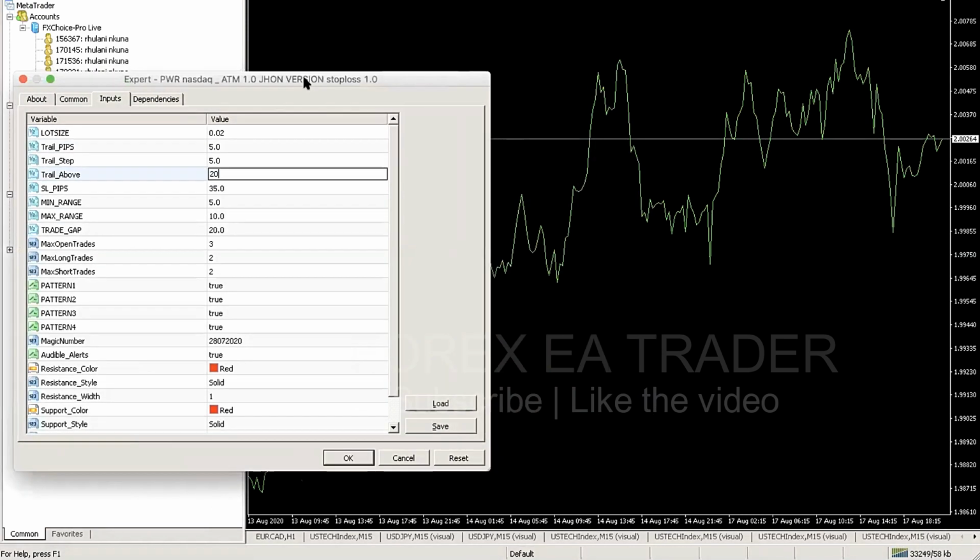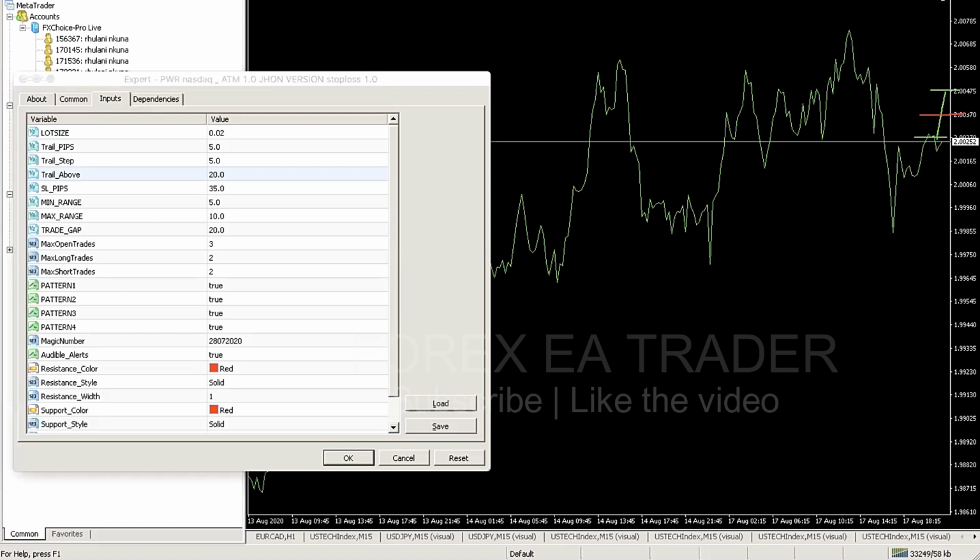So what does this mean, guys? This is what it means, so that you understand in future. If the robot were to enter a buy here, you want the market to move 25 pips, then the robot is going to put your stop loss here. This is what the trail above 20 means. The robot is going to put a stop loss above your entry. So the market must move 25 pips, and immediately the market moves 25 pips, the robot is going to put a 20 pips stop loss on top of your profit.